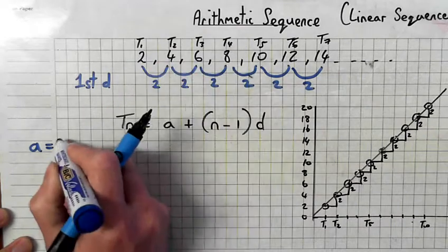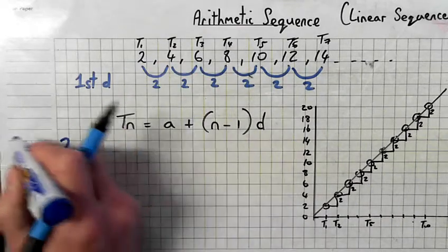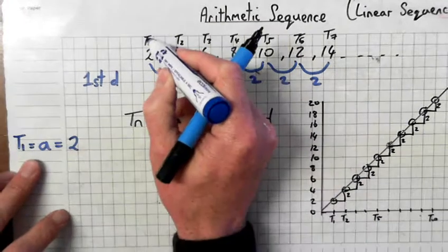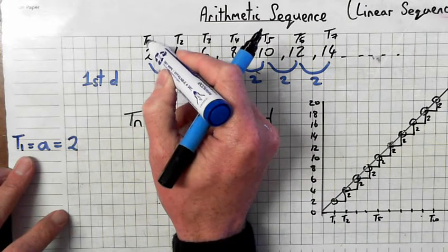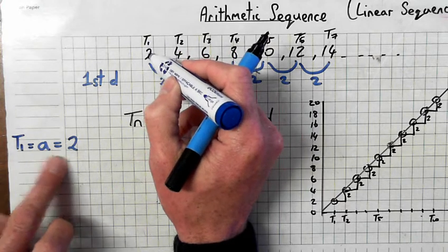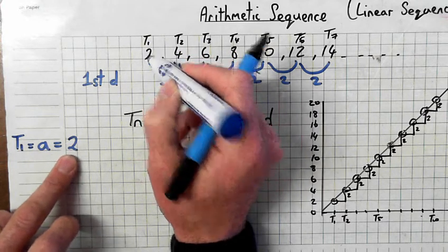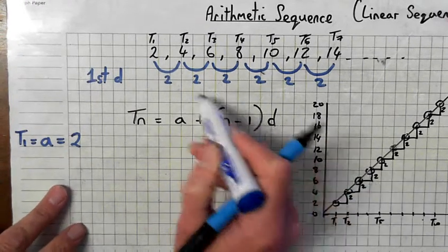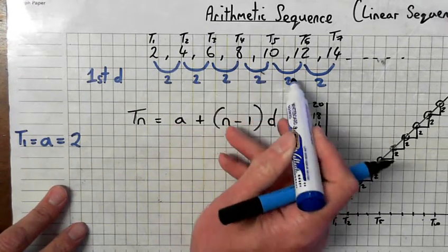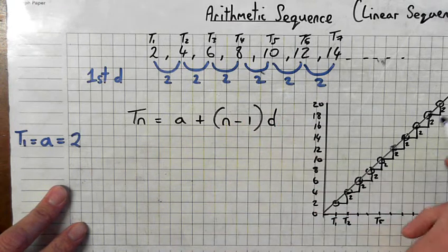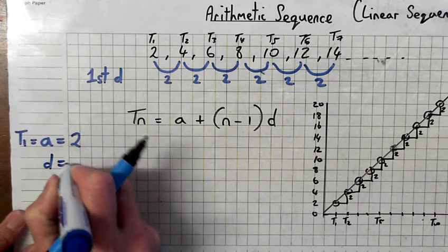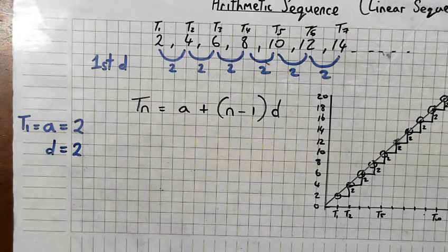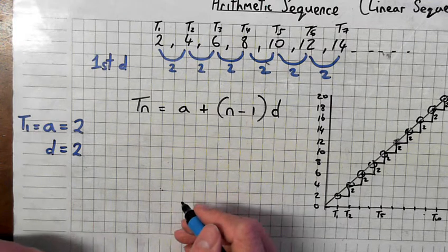It is, right? So T1, this first term is called T1. It's also called A. So A is equal to 2. T1 is equal to 2. A is equal to 2. What's the difference? Common difference is called? What's the common difference? D is equal to 2. Alright, and I'm finding the formula. It's called the TN formula.